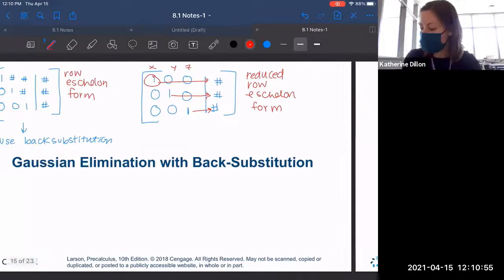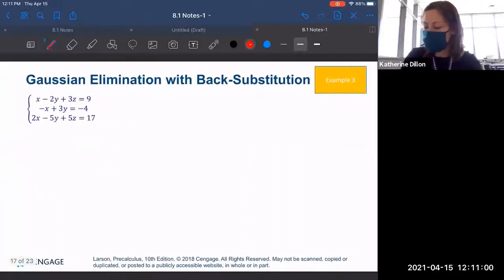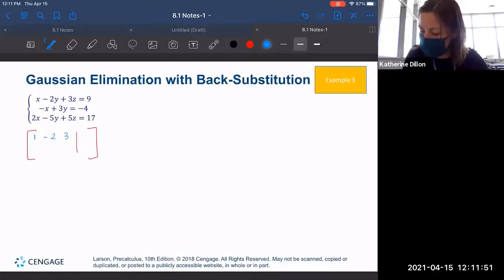Okay. This you already know, so we're just going to start here. Your first step, change this into a matrix. I'll give you like 20 seconds to do that, and then we'll start. Okay, I'm going to start writing in some numbers. 1, -2, 3, 9, -1, 3, 0, -4, 2, -5, 5, and 17.